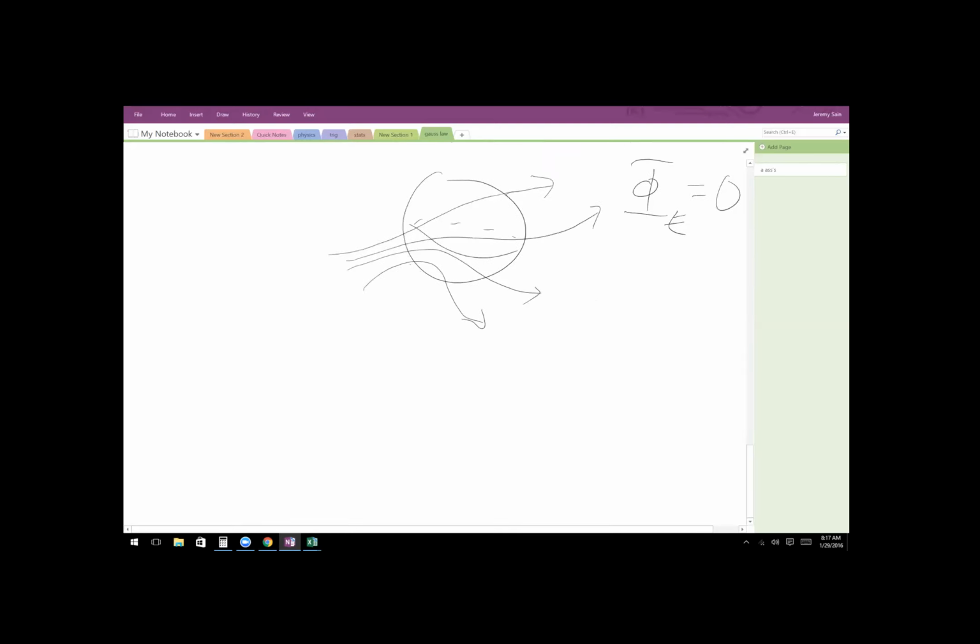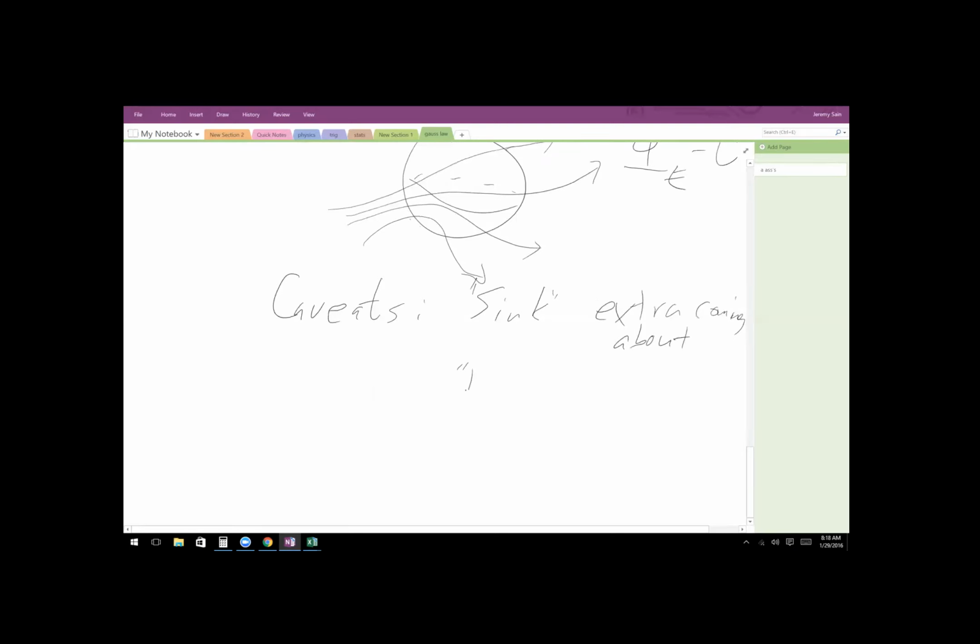So kind of the caveats: you could have something like a sink that gives you extra coming out because the sink is pouring into it as it's flowing through. Or you could have something like a drain, where you lose something coming out.